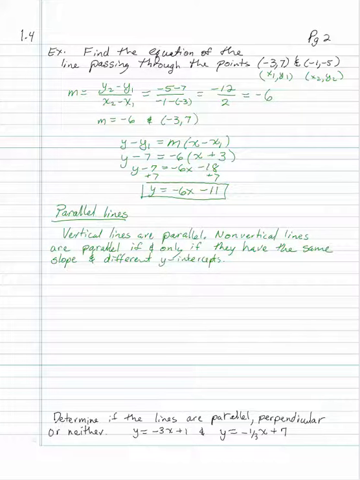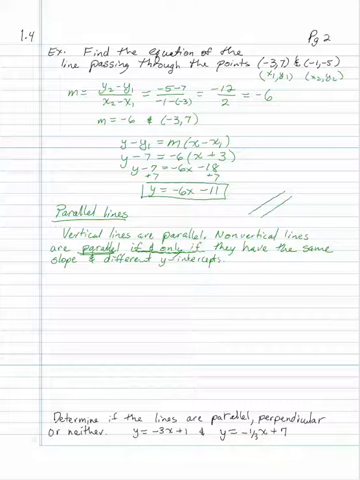Alright, so parallel lines are two lines that, in geometry, you say two lines that never intersect, so that would be an example of parallel lines. And in algebra, we define it to say, well, vertical lines are parallel, right? So that's given. And then non-vertical lines are parallel if and only if, now, this means that this rule goes both directions. If the lines are parallel, then they have the same slope. If they have the same slope, the lines are parallel.